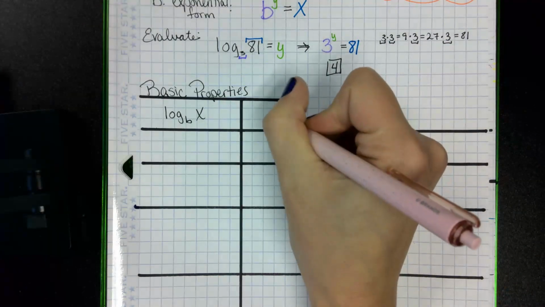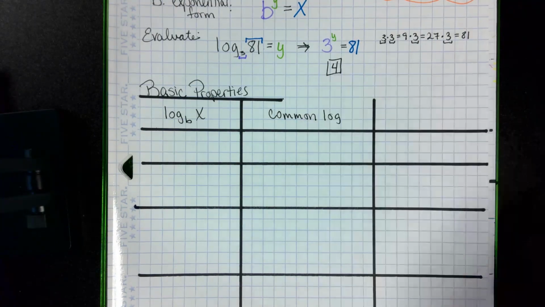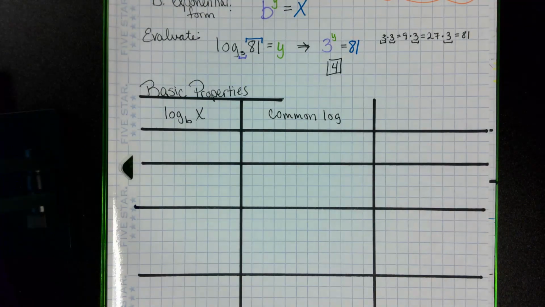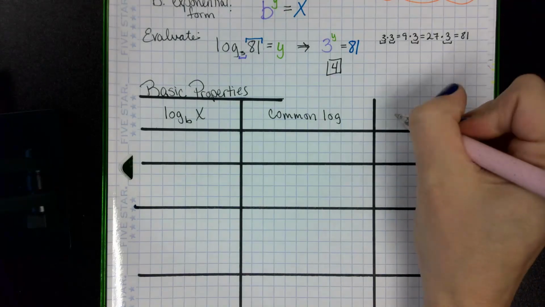Or we're also going to look at the common log. The common log always has base 10. And so the button on your calculator that says log, that is common log, and it will automatically do a base 10. If you don't see a base, it's because it's a base 10. And then the natural log.